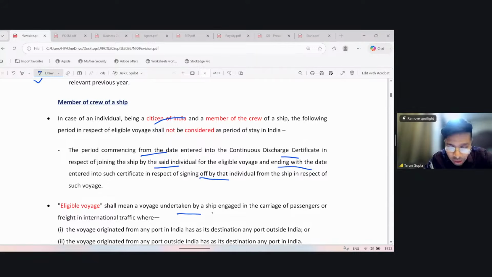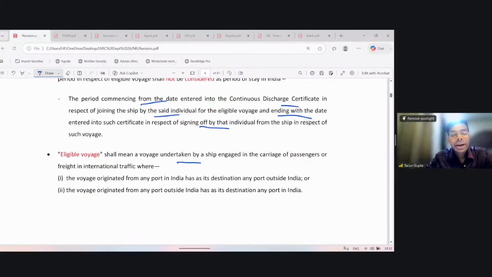Eligible voyage shall mean a voyage undertaken by a ship engaged in the carriage of passenger or freight in international traffic. What do you mean by eligible voyage? Eligible voyage shall mean a voyage undertaken by a ship engaged in the carriage of passenger or freight in international traffic. What do you mean by international traffic? International traffic means where the voyage originated from any port in India. If the voyage of the ship originated from any port in India, then it has as its destination any port outside India. Or if the voyage is originated from any port outside India, it has as its destination any port in India.